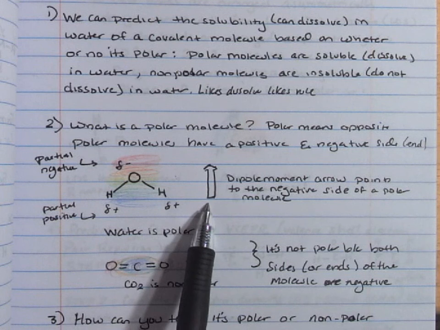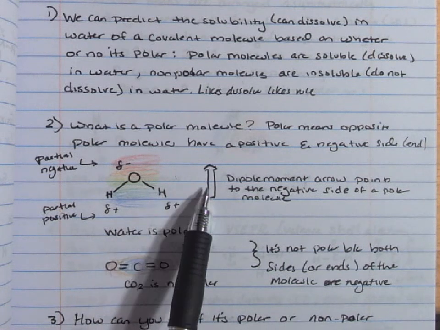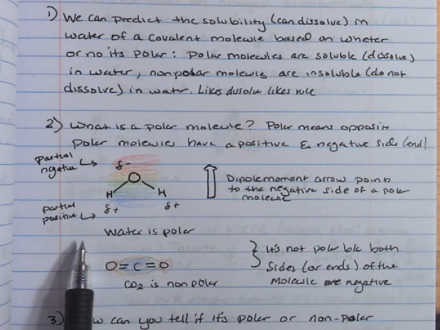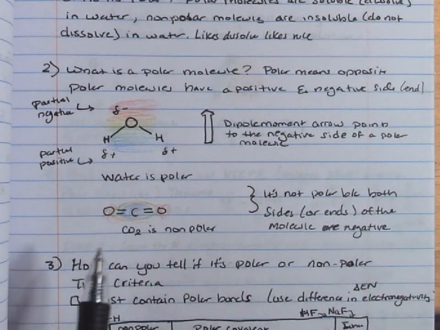Another way we can show that a molecule is polar is by using a dipole moment. A dipole moment is just an arrow that points to the negative end of the polar molecule. So water is a polar molecule. However, when we take something like CO2, it's nonpolar.